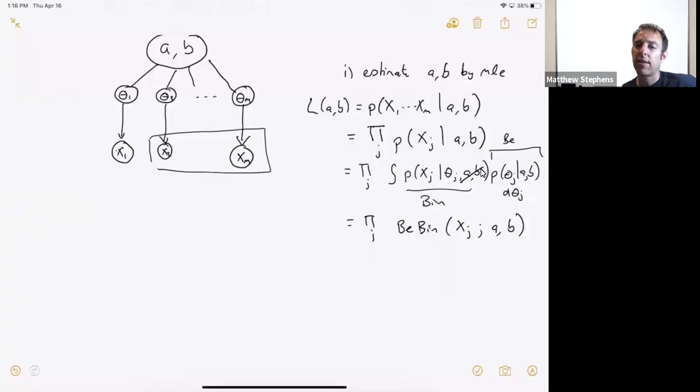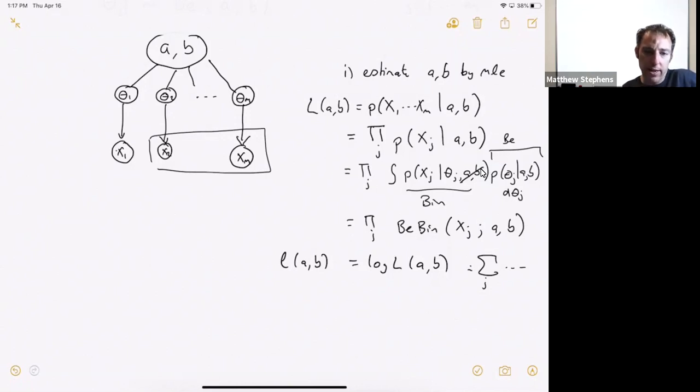This doesn't have a simple analytic expression for the MLEs for a and b, but it's got a simple analytic expression for the likelihood. So you can use a numerical optimizer to optimize over a and b, for example. And of course, we'd probably do that by taking a log first, because then you get a sum over j, a log likelihood. It's usually nicer to work with those sums, numerically more stable. So that's step one, estimate a and b.